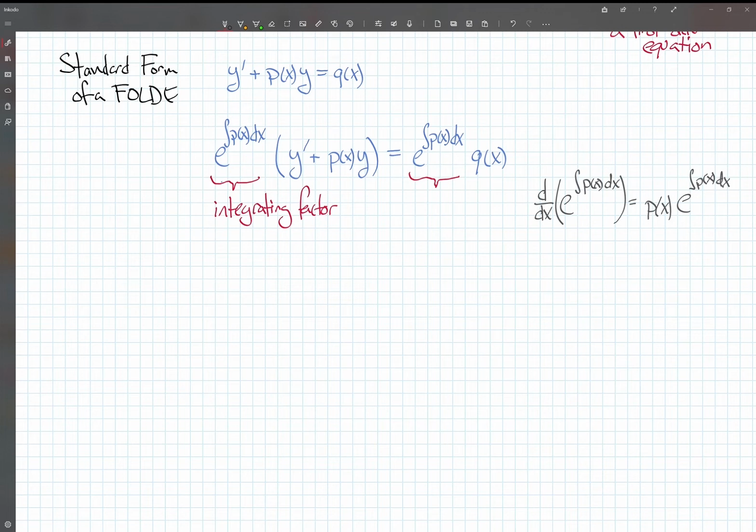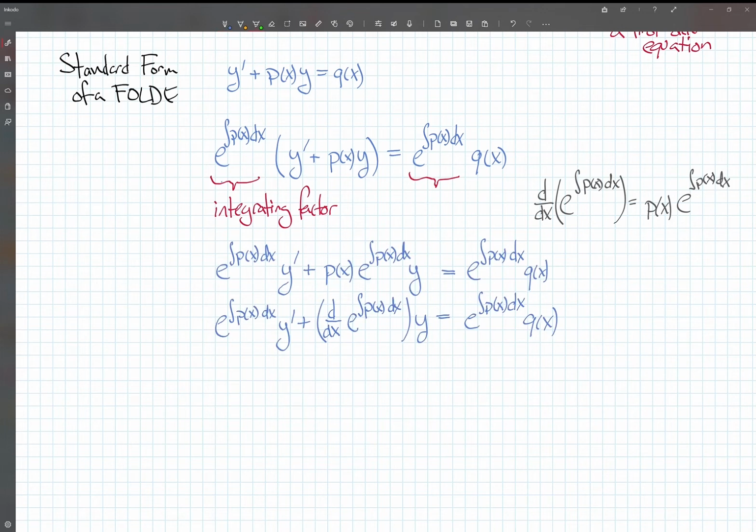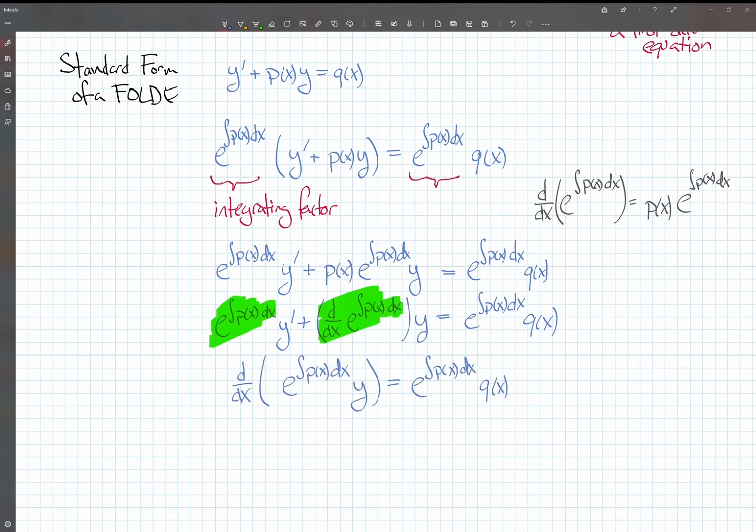So let's put that together, and now we're going to apply the product rule. We've got the integrating factor times y prime plus the derivative of the integrating factor times y. And so the left-hand side is somebody's derivative. Well, we know how to solve the differential equation where one side is somebody's derivative. You just integrate. And then we can solve for y by dividing by the integrating factor. As a formula, that's sort of obnoxious to remember, but the trick is, if you do it in practice, you sort of get the hang of it.